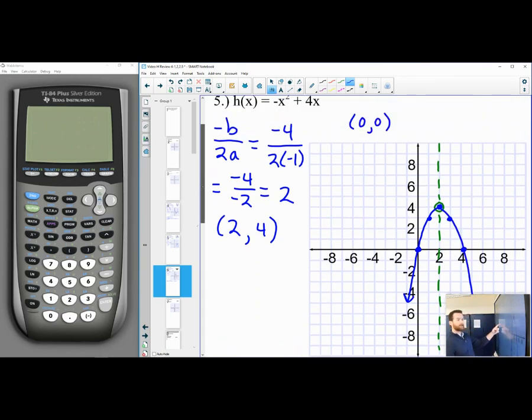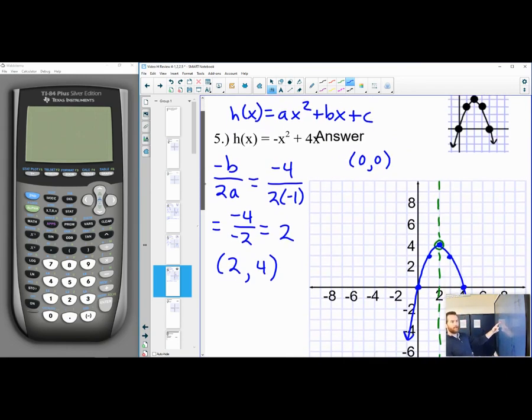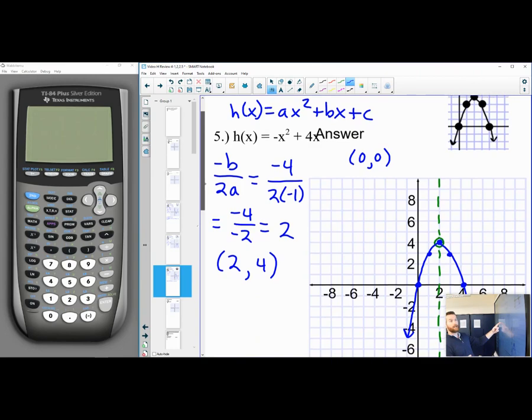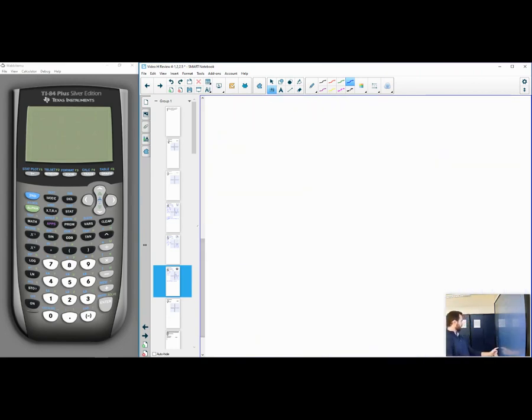There we go. Let's see what that looks like compared to our answer key. Vertex is 2, 4, looks good. A value looks good, and it hits the origin. Excellent. So far, so good. Moving right along.